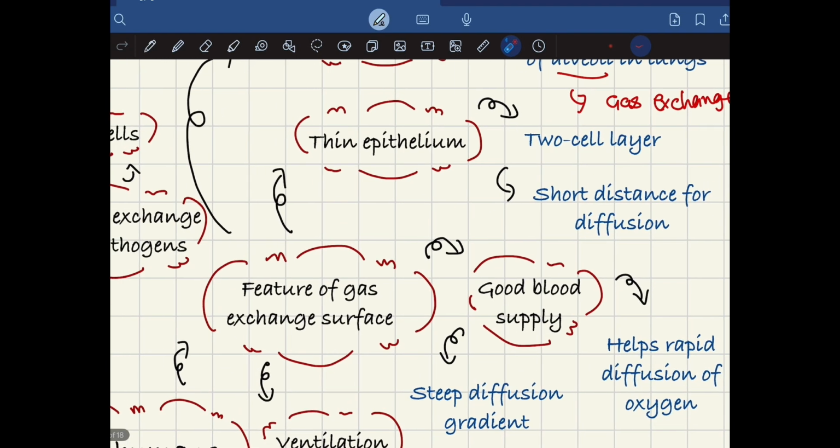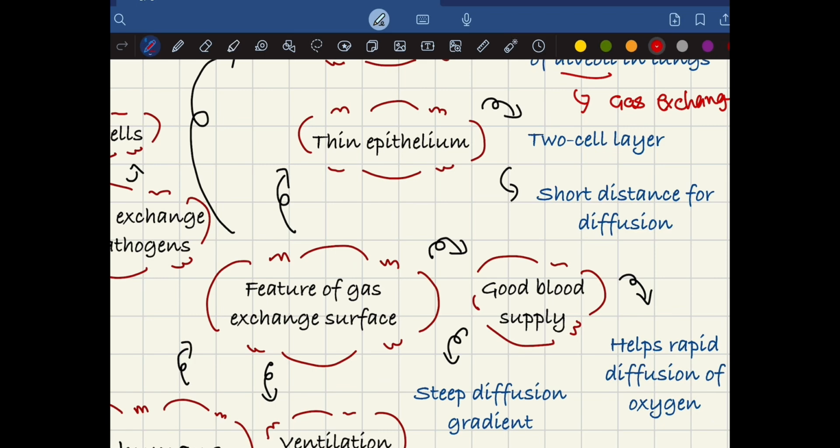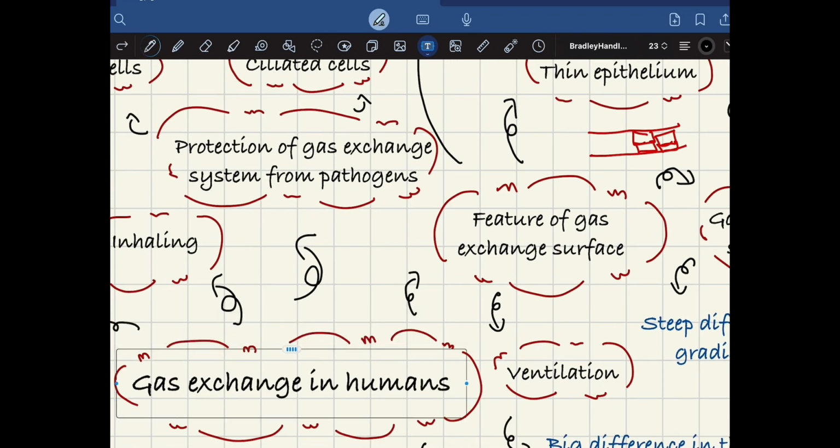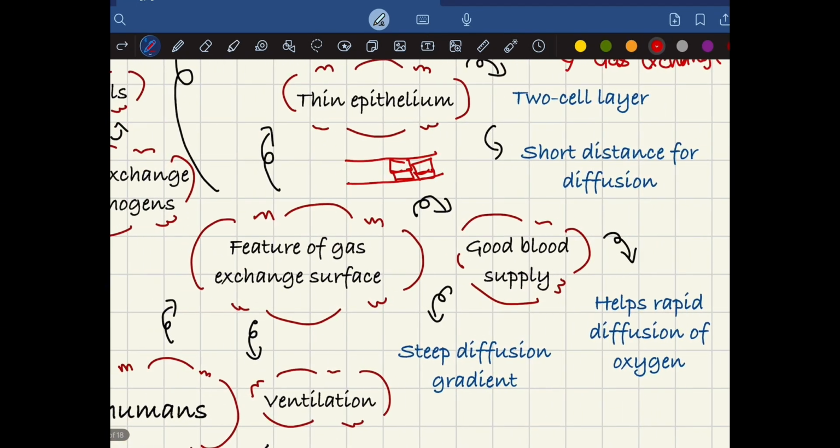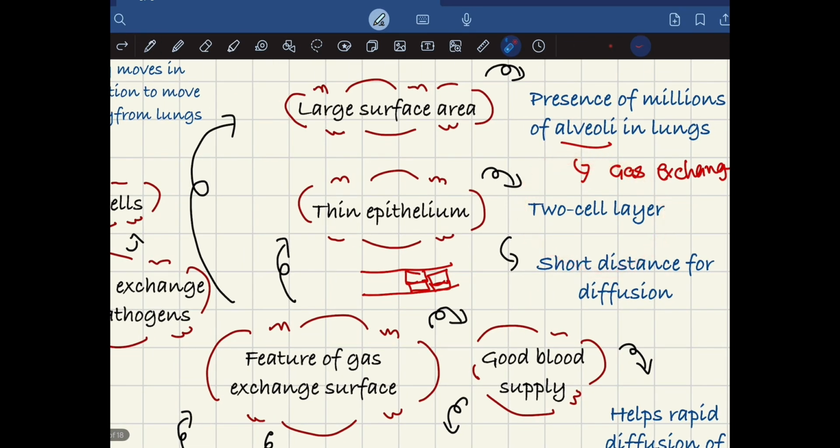Now, the next feature is the thin epithelium. The closest way of describing epithelium is like a skin. Over here, in our gas exchange surface, we have a thin epithelium. Our thin epithelium would be something like this. As it is mentioned over here, it's a 2-cell layer. Your epithelium is going to be made of 2 cells, which basically gives us a very thin epithelium, which will give us a short distance for diffusion.